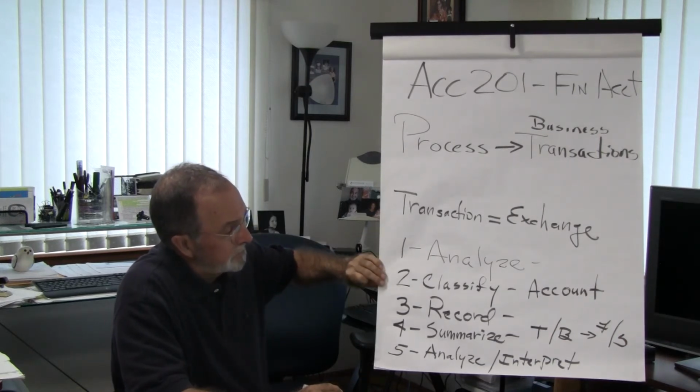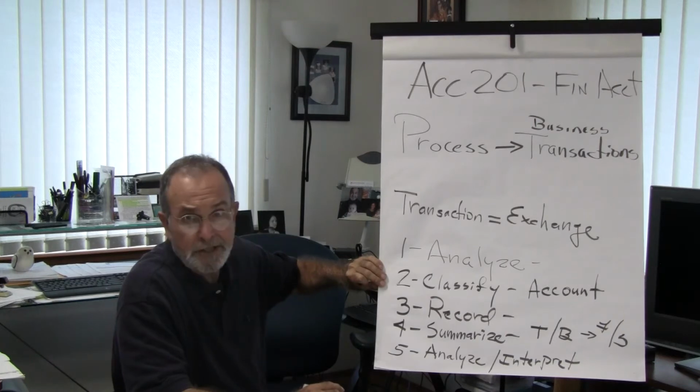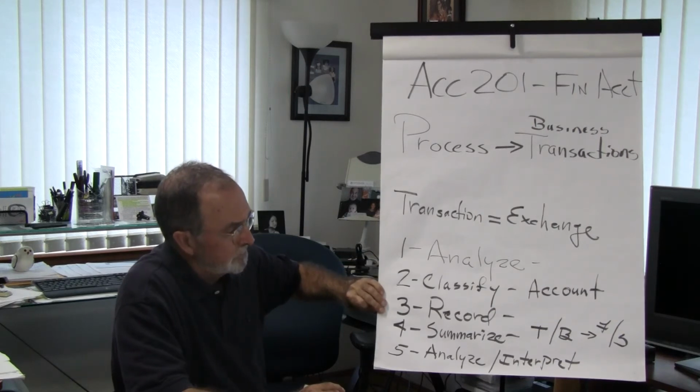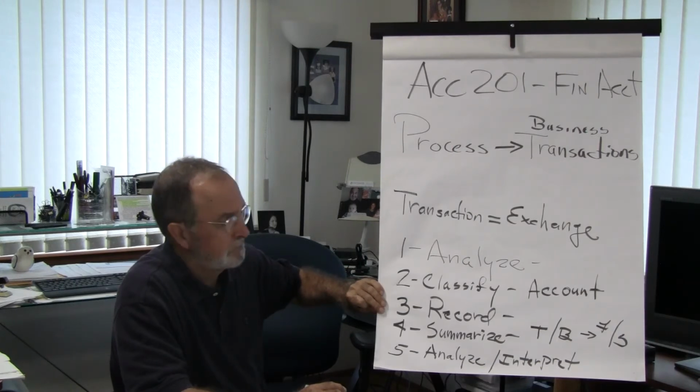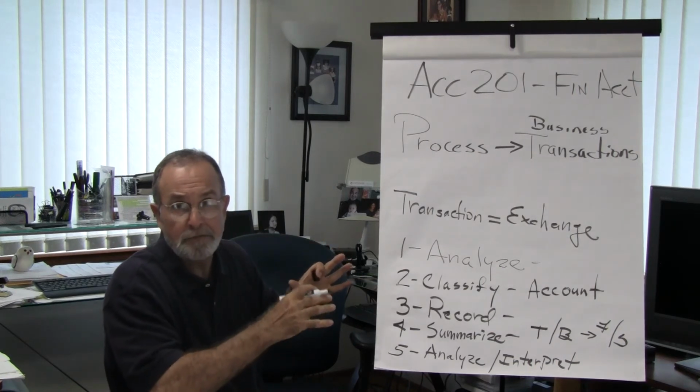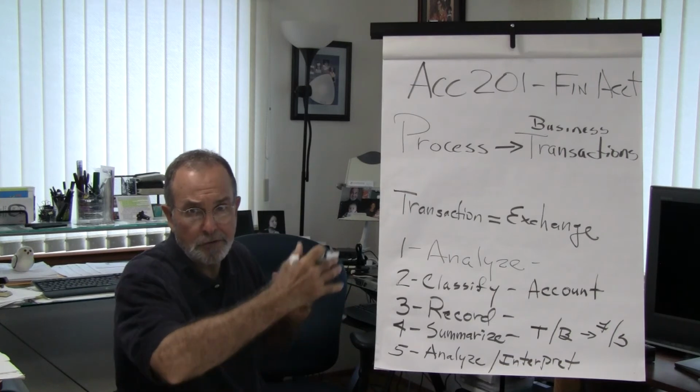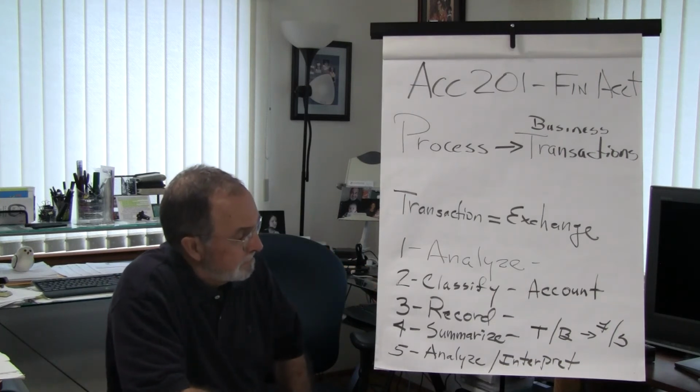Once we have analyzed and classified, we know what the transaction is and what the accounts are that are affected by that transaction. The third step is to record it. And again, the basic traditional terminology would be to journalize in the journal, and then post or transfer the amounts from the journal into the ledger, or the general ledger. And that's the beginning part of the recordation process, and it goes on from there.